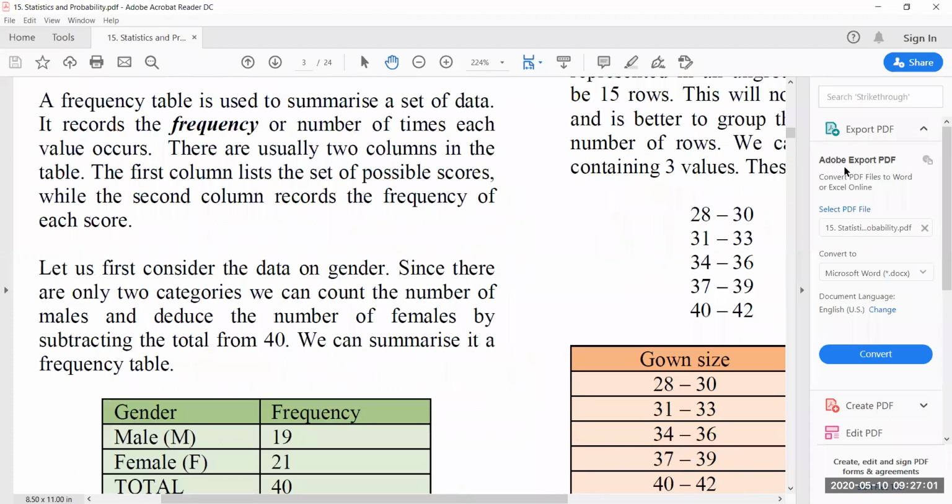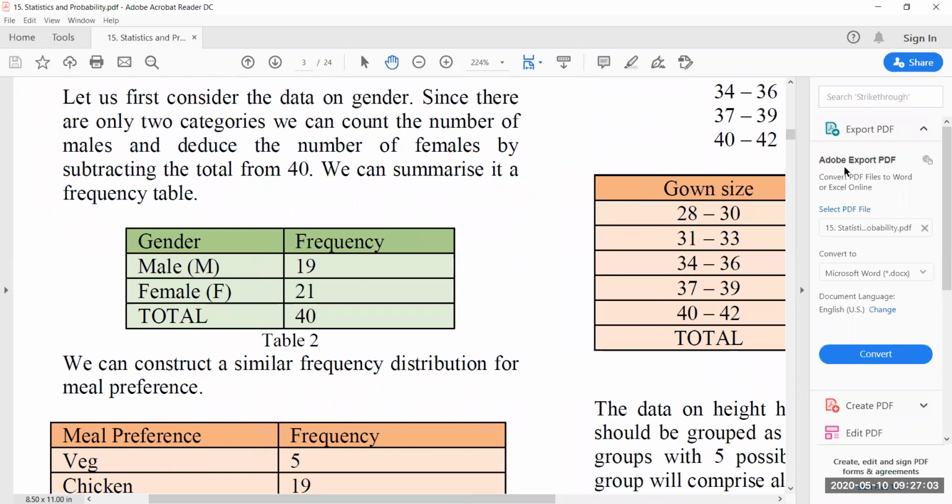So let us see what I have here. We have gender. How many males were there? There were 19 males. How many females were there? There were 21 females. So the total number of students would have been 40. That's the first thing you have to do.